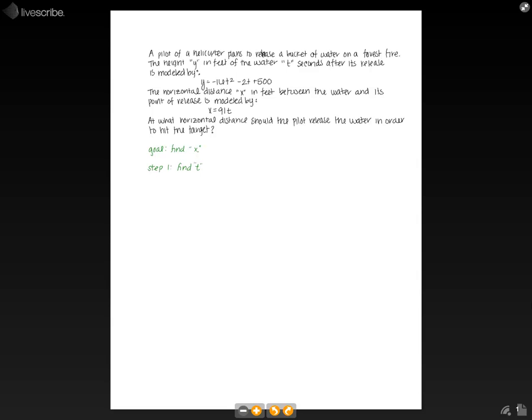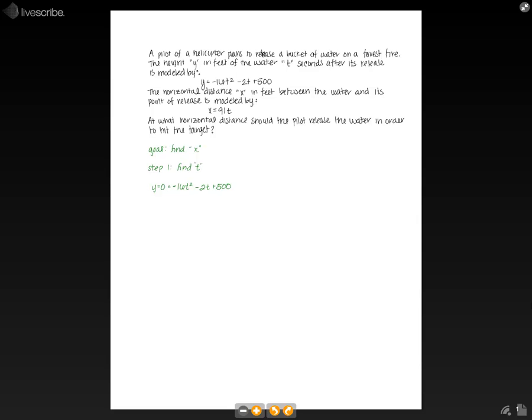Alright, so we want to find the time it will take for the water to hit the ground. So we know that the height y in feet of the water t seconds after its release is modeled by y equals negative 16t squared minus 2t plus 500. So we want the height y to be 0 because we want the water to have hit the ground, and we want to solve for t when the water's hit the ground. So we get negative 16t squared minus 2t plus 500, and we set that equal to 0.